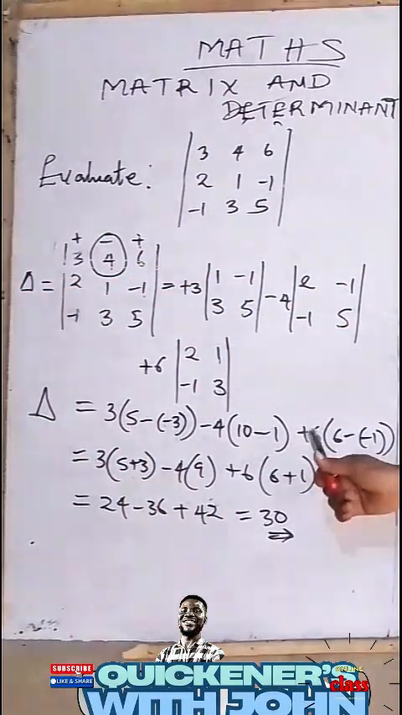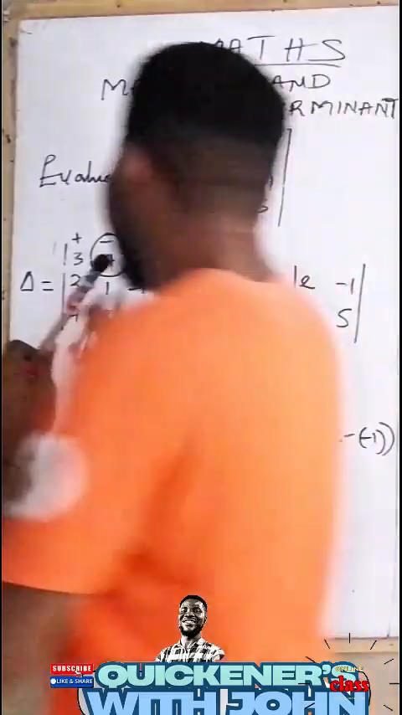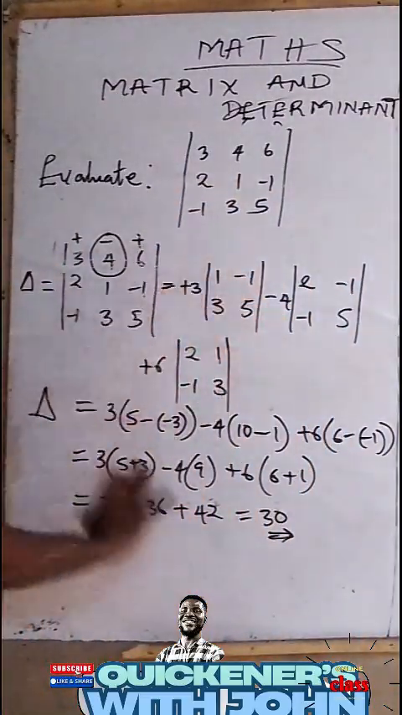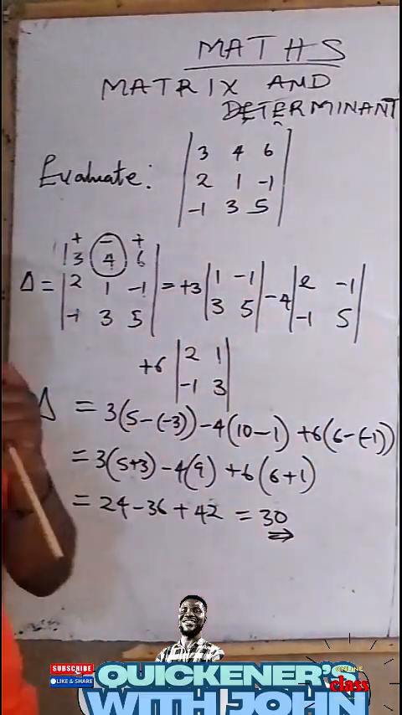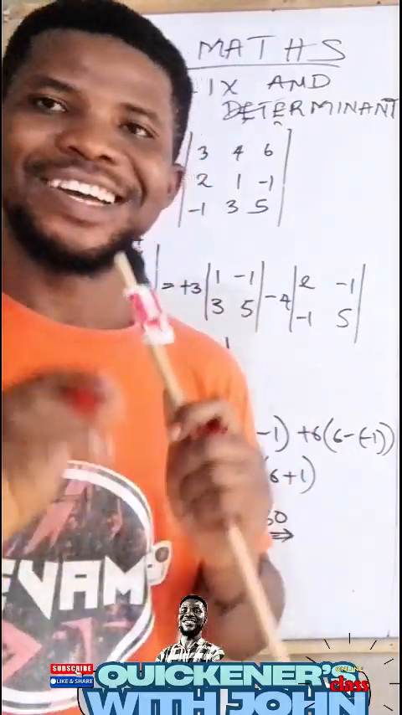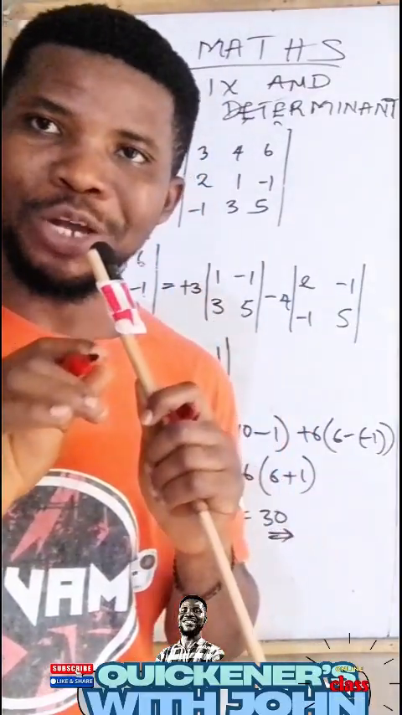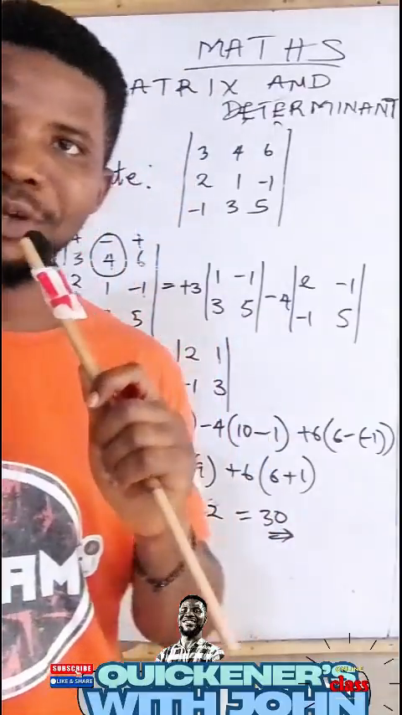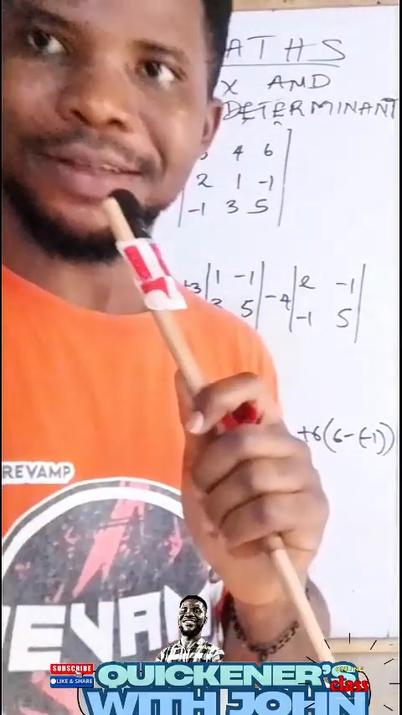So that is how to solve the determinant of a 3 by 3 matrix. Are you with me now? So we're going to use this determinant of a 3 by 3 matrix to solve simultaneous equations that involve 3 variables. That's the last one for today.